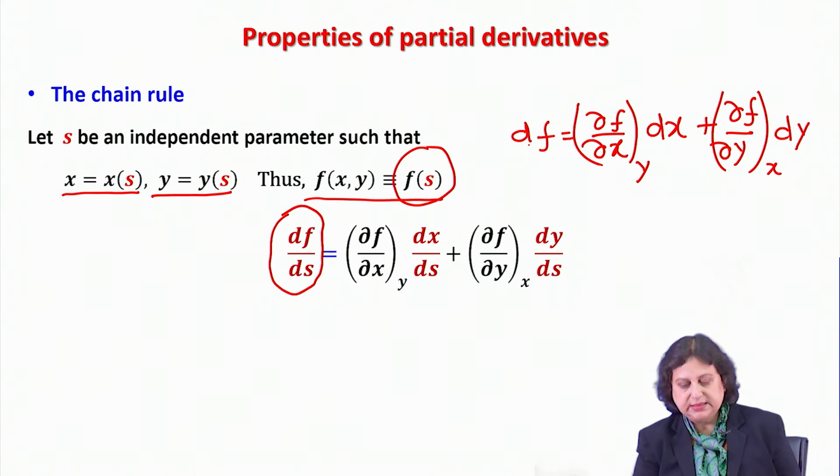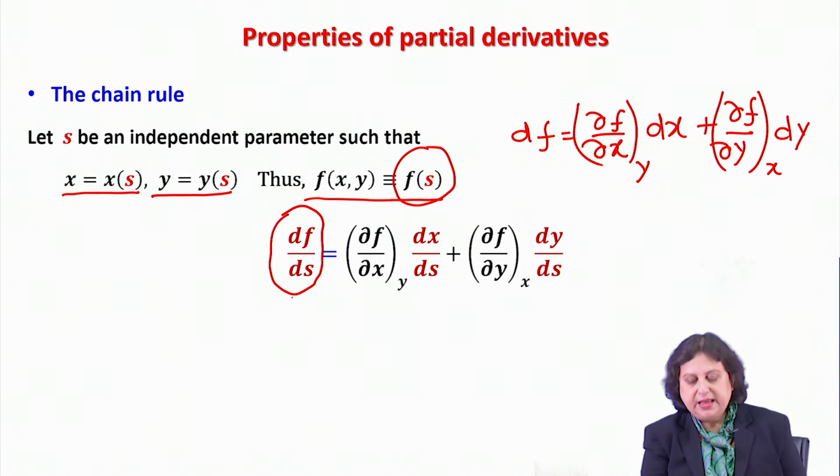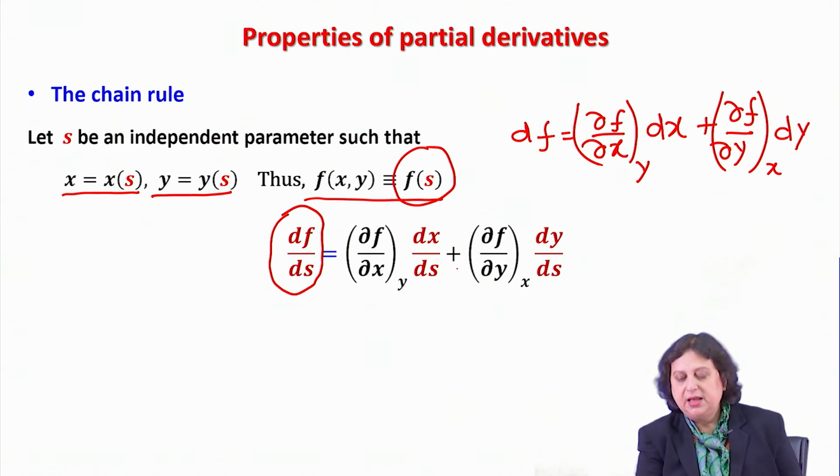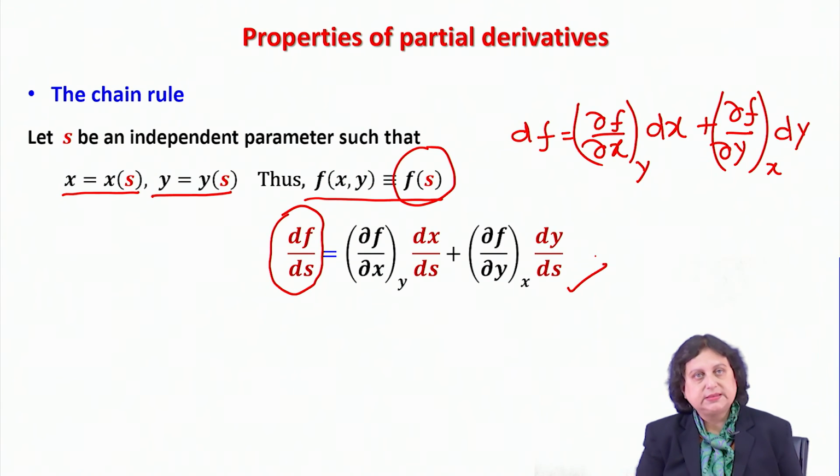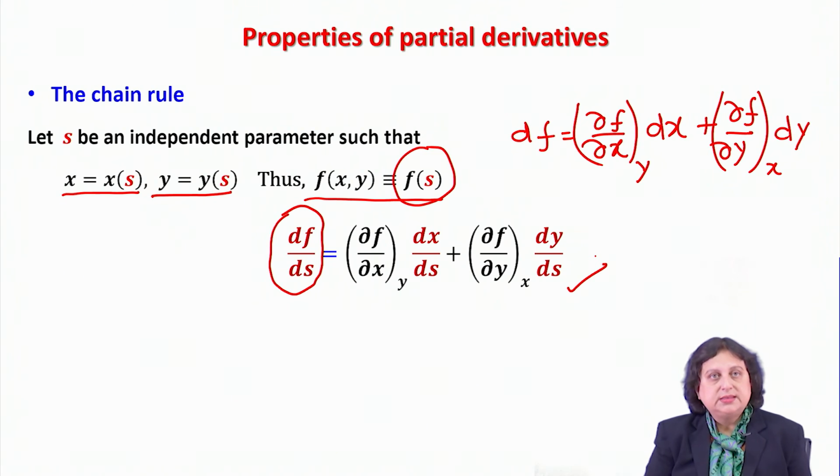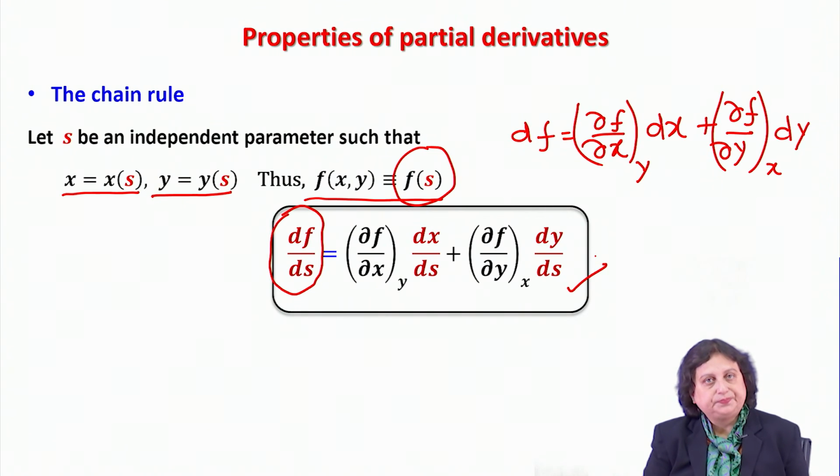with respect to s. So the result is ∂F/∂x, keeping y constant, times dx/ds, plus ∂F/∂y times dy/ds. So this is how the chain rule works.